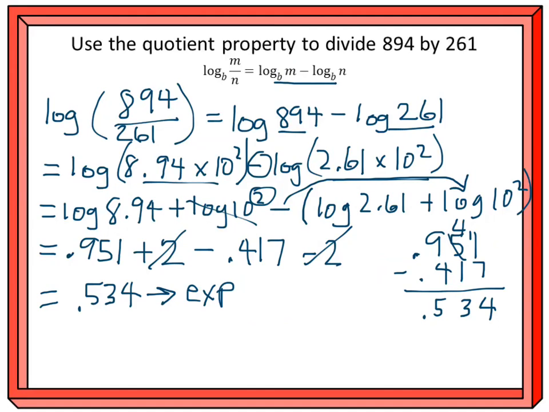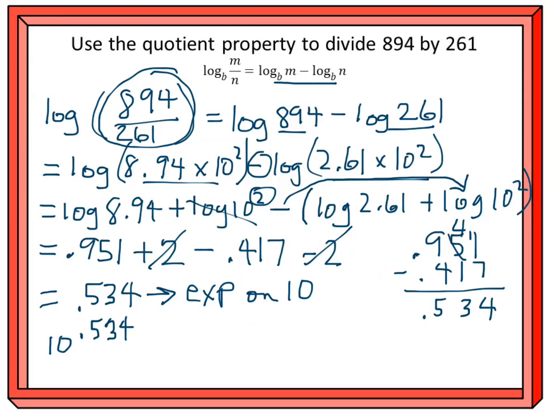This is an answer to a logarithm, which means that it's an exponent. Specifically, it's an exponent on the base of 10 because we were dealing with the common log. So what we're looking for, the answer to our original problem here, is 10 to the 0.534 power. Now I don't have to do any tricks on this one because this is a number between 0 and 1, so I could look that up directly on the log table.